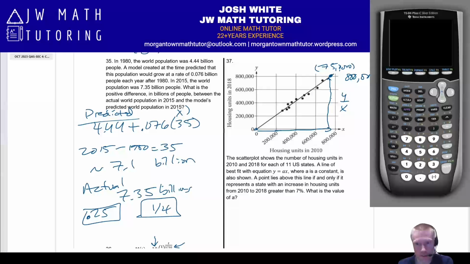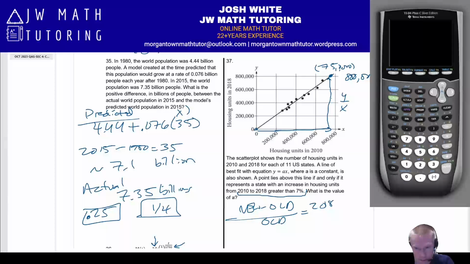So the next thing is they tell us a point lies above this line if and only if blah, blah, blah, an increase in housing units from 2010 to 2018 greater than 7%. Percent increase, if you think about the formula, is new minus old divided by old, and then of course you multiply by 100%, but we can ignore that. So new here would be the 2018 value. Old would be the original 2010 value, and then we divide by the original 2010.